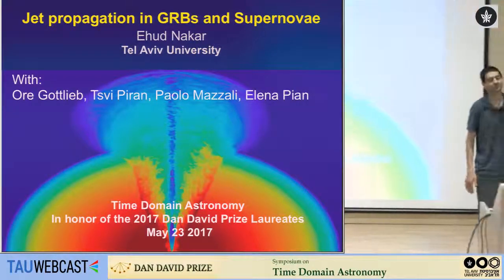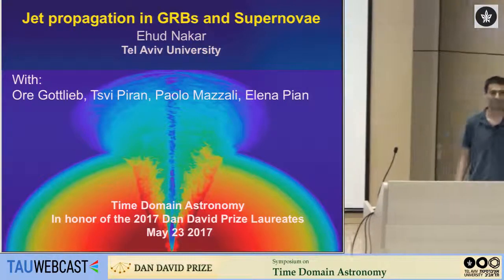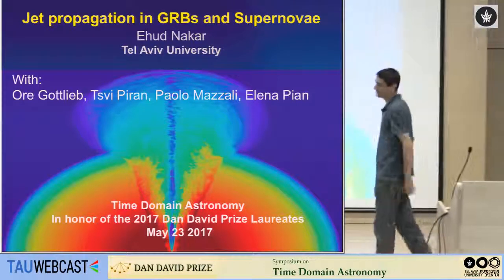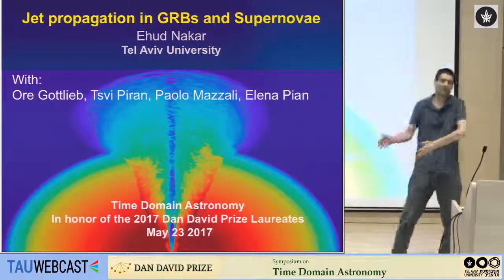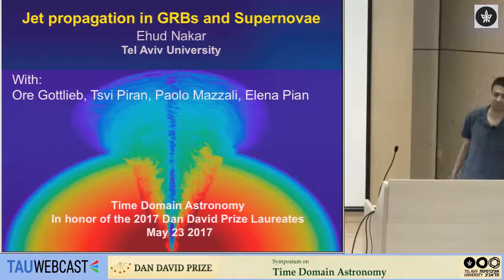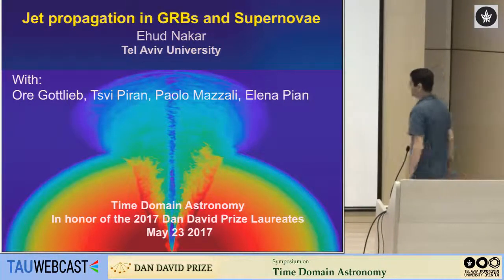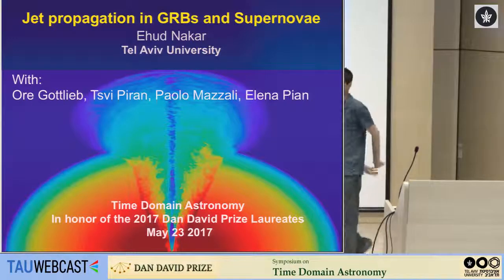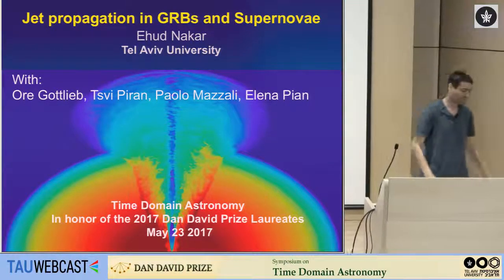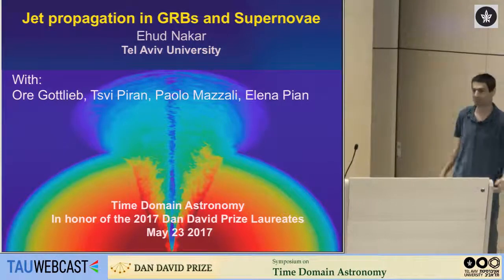So I will talk about effects of the propagation of relativistic jets in GRBs and supernovae. We all know that GRBs are associated with relativistic jets. The long GRBs are associated with collapsing stars, and therefore somehow the jet should go through the star. Also in the case of short GRBs, which are neutron star mergers, as Asaf mentioned, there is some ejecta thrown before and during the merger, and we expect the jets to propagate through this ejecta.